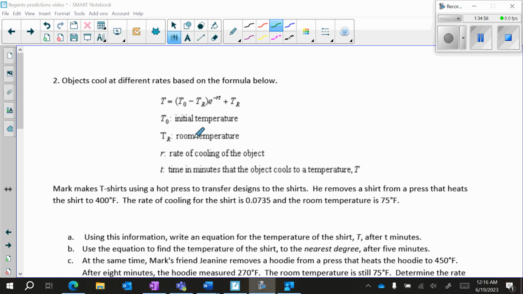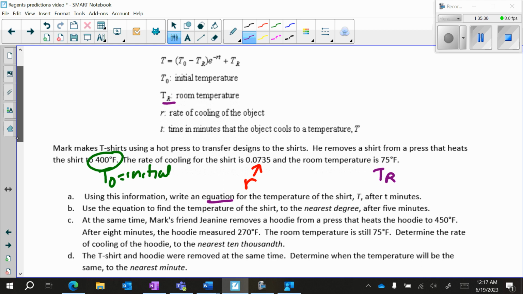So they're talking about a temperature of a t-shirt, and they're saying Mark starts the t-shirt at 400 degrees Fahrenheit. That's going to be the initial amount, T sub-zero. They're saying the rate of cooling, R, is 0.0735. And the room temperature, T of R, equals this. So first it says write an equation. So again, another tip is just read the question. If it says write an equation, you leave it in terms of the variables they give you, okay?